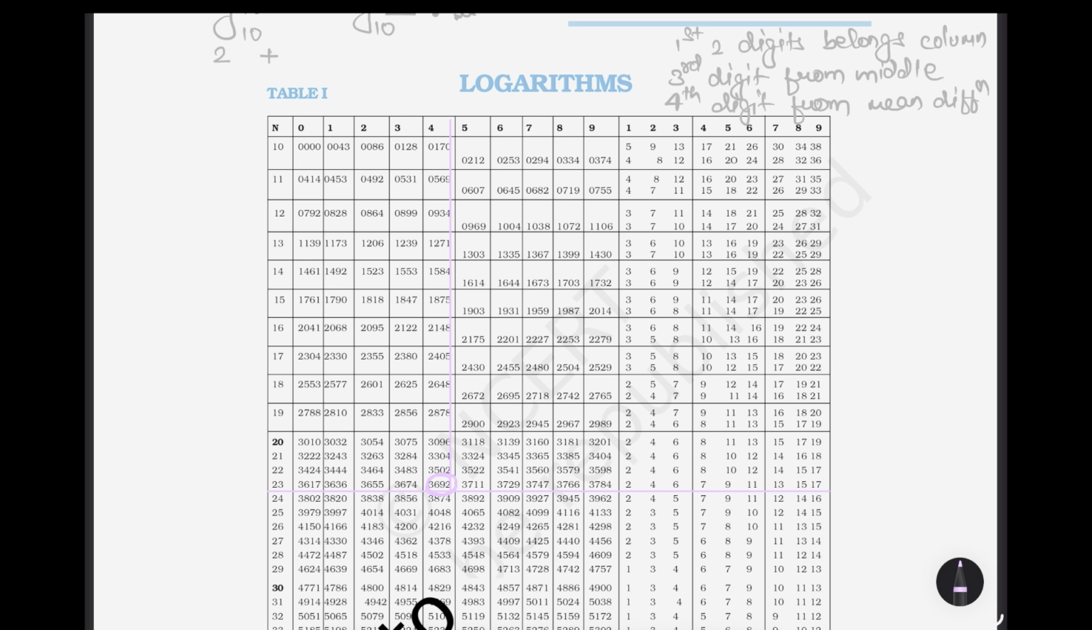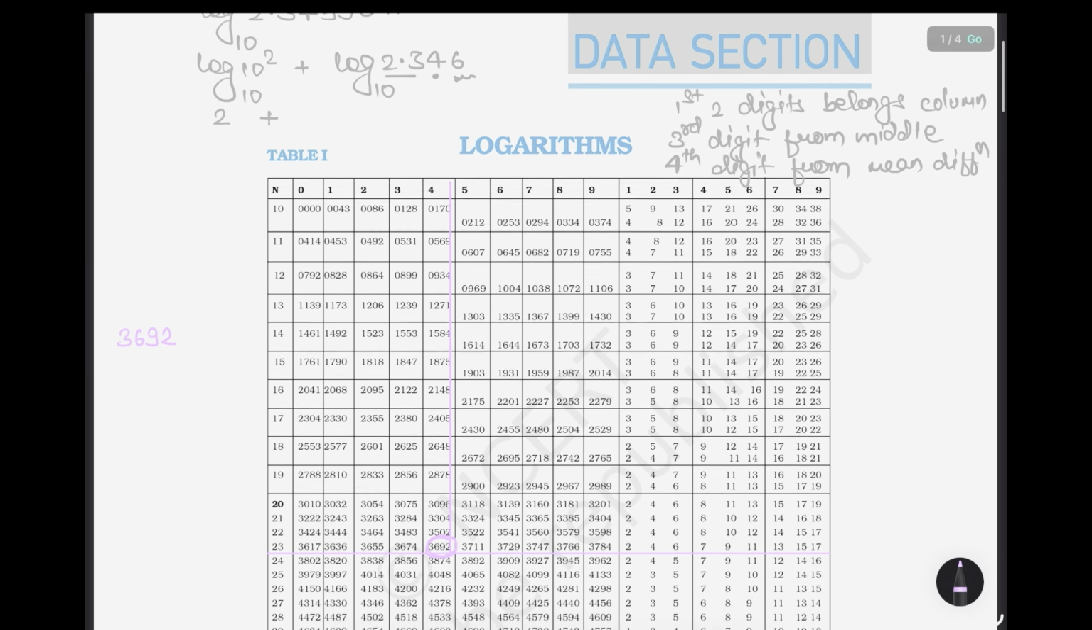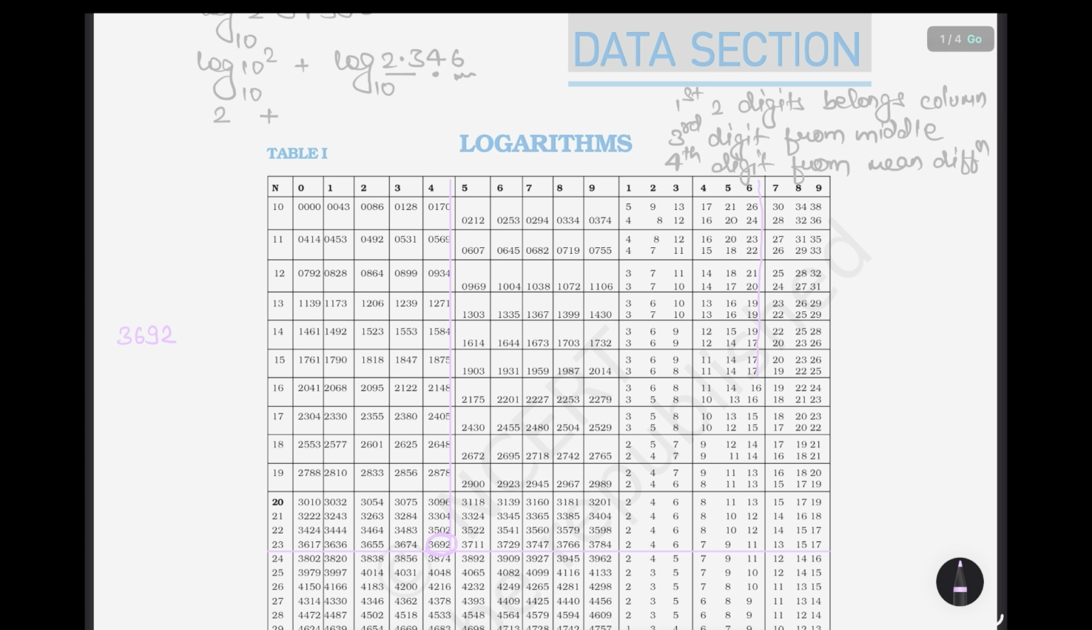So first write down this number. This number is 3692. Just write it down. Now look at the fourth digit. The fourth digit is 6, so 6 is here. Come again. We are at this intersection, and this intersection is 11. So add 11 for the fourth digit. This comes out to be 3703.